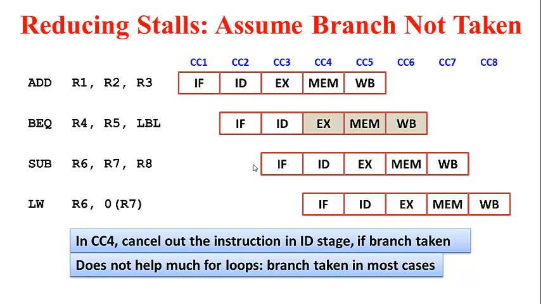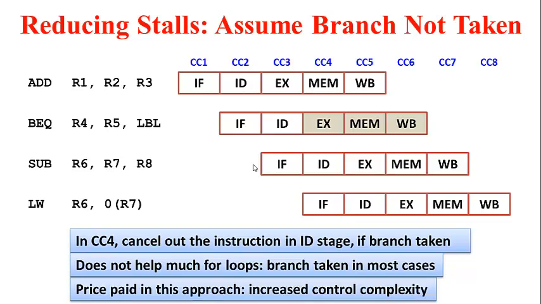Not only that, we have a price to pay as well for implementing this approach, that is the increased control complexity. We have to realize that in clock cycle number 4, the assumption that the branch was not taken was wrong, and potentially conditionally cancel out this instruction. How this cancelling out is done, we will look at later when we look at pipeline control, but this cancelling out has to be done and this leads to additional control complexity.